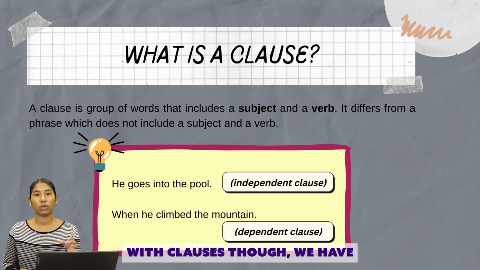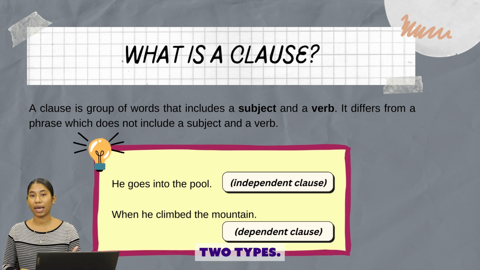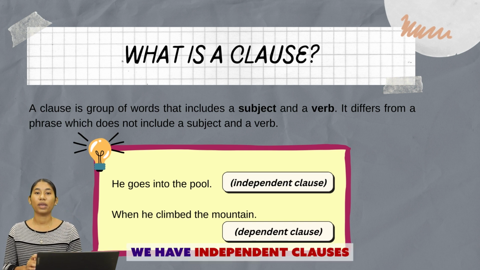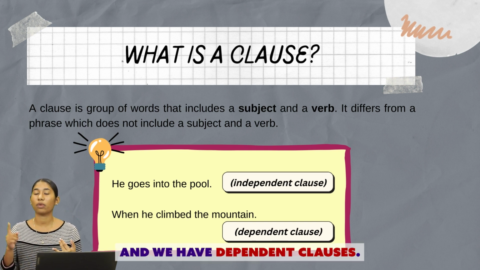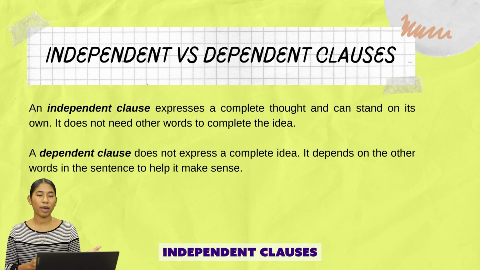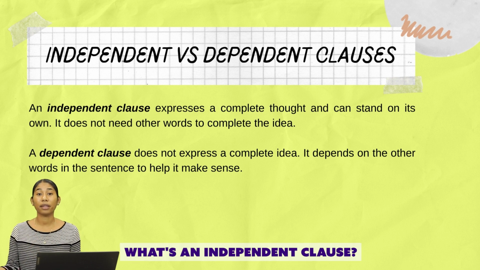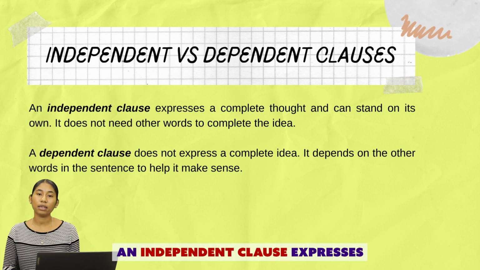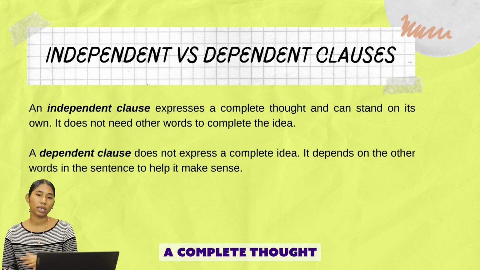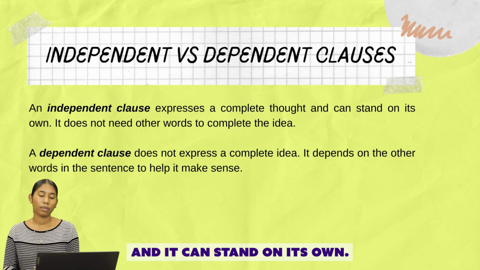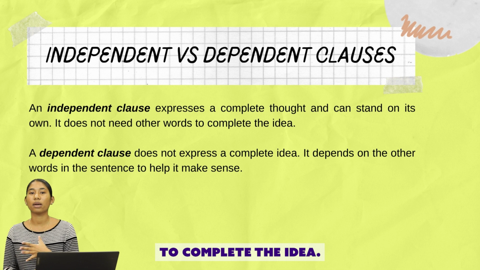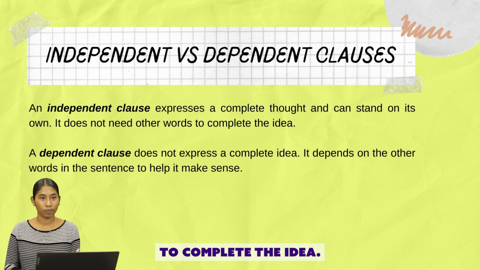With clauses though, we have two types. Yeah? We have independent clauses and we have dependent clauses. So let's look at independent clauses and dependent clauses. What's an independent clause? An independent clause expresses a complete thought and it can stand on its own. It does not need other words to complete the idea.